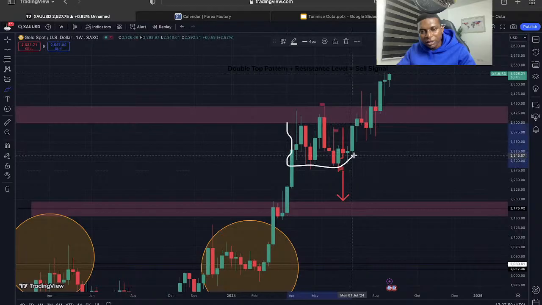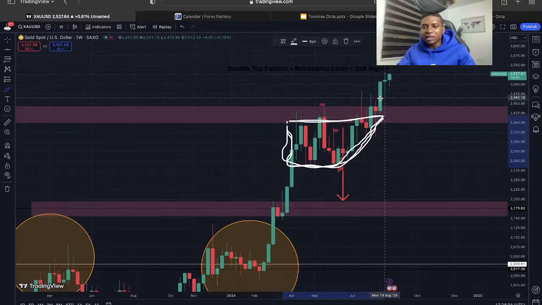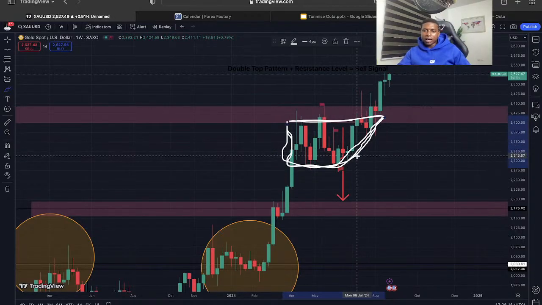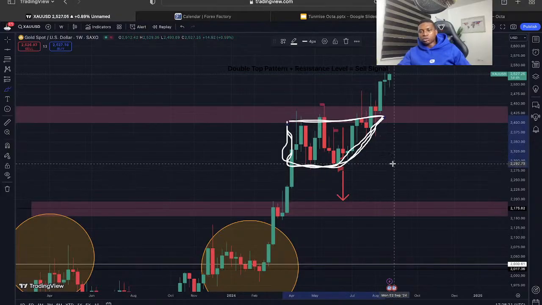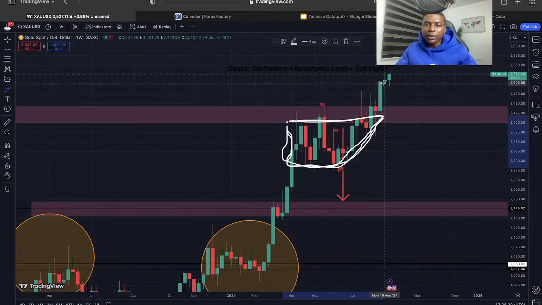Okay, and then after which a breakout occurred outside this level, and now we have a new all-time high on gold after the consistent rally between the 2,400 price mark and the 2,280 price mark. And then a breakout occurred, and here we can see the breakout.